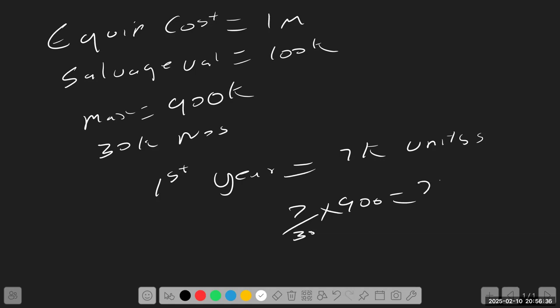Okay, 210,000. So second year, they produced 10,000 numbers, 10K units. So how much will be the depreciation for the second year?